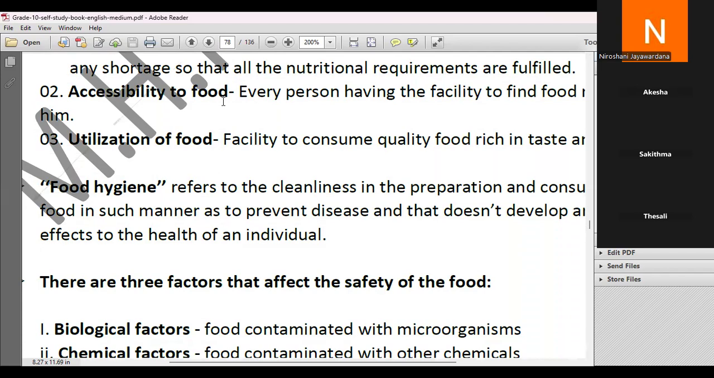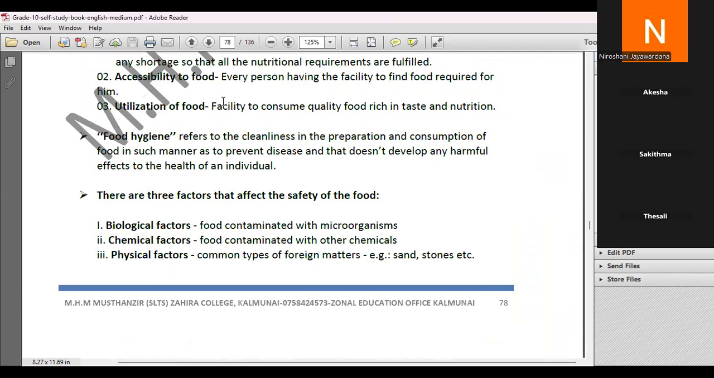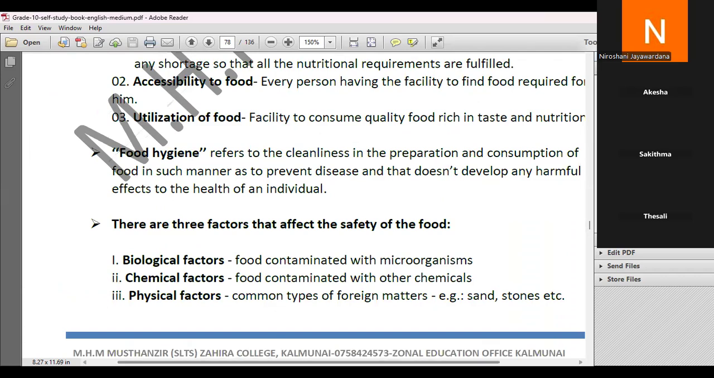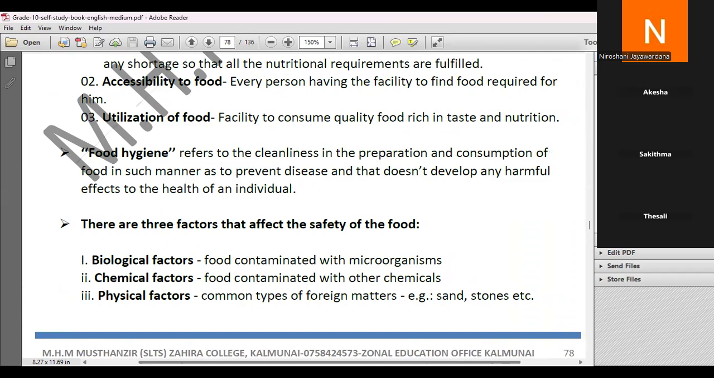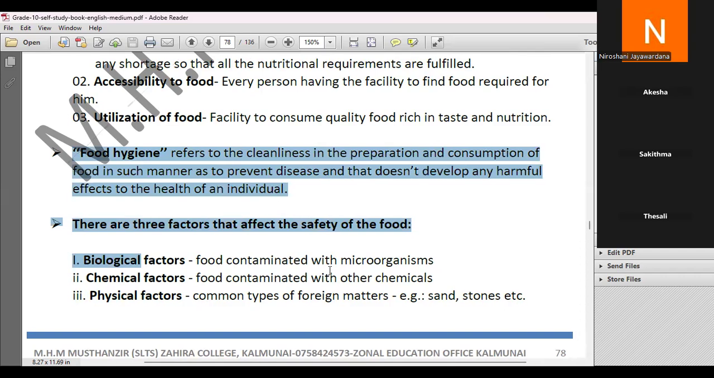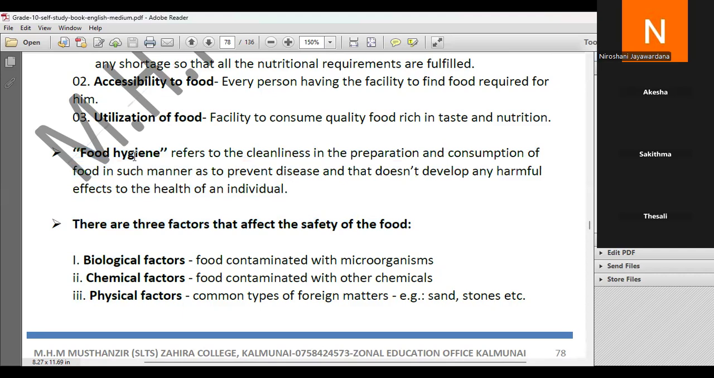So write: food hygiene refers to the cleanliness in the preparation and consumption of food, in such a manner as to prevent disease and that does not develop any harmful effects to the health of an individual. What is meant by food hygiene? Can you write the definition fast?